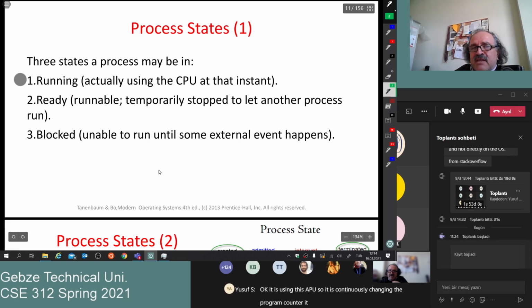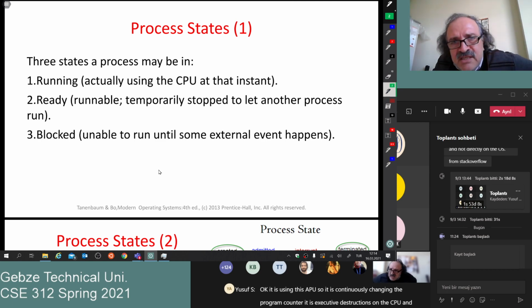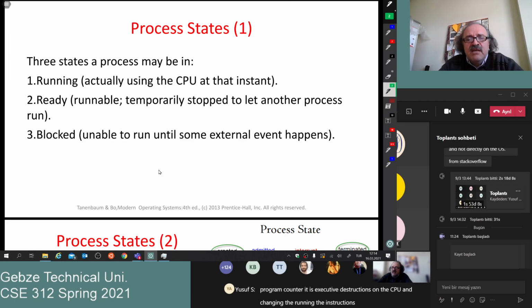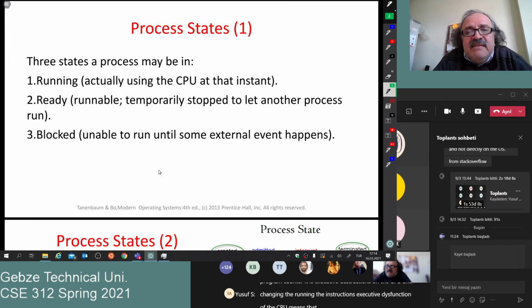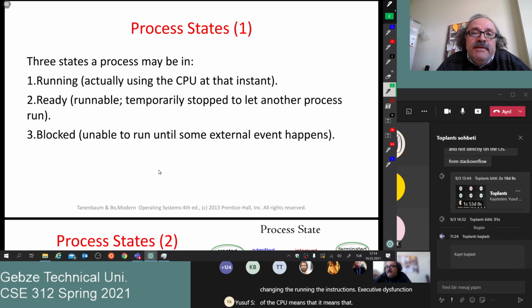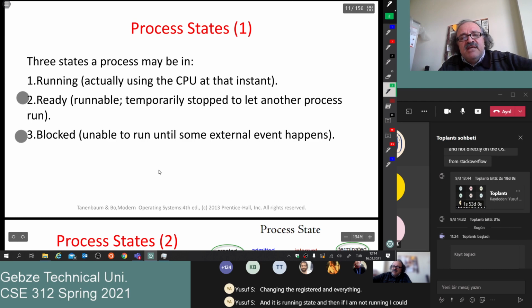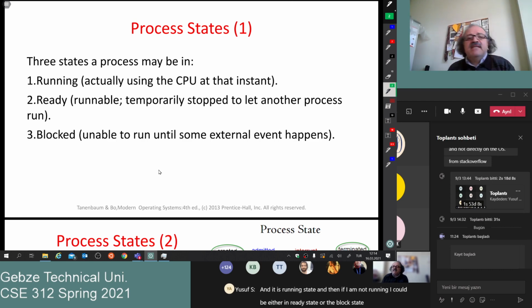It is executing its instructions on the CPU, and executing the instruction on the CPU means changing the registers and everything, and it is in the running state. If I am not running, I could be in either the ready state or the blocked state. Ready state means I am ready to run. I have all the data that I need, but I don't have the CPU.